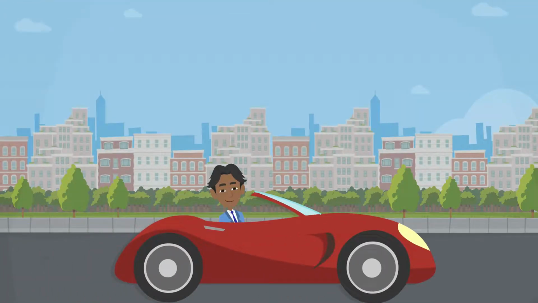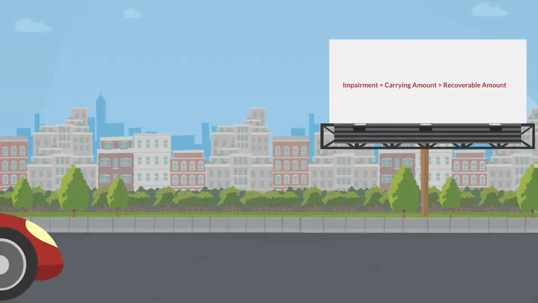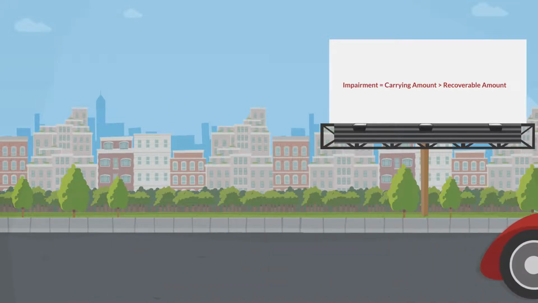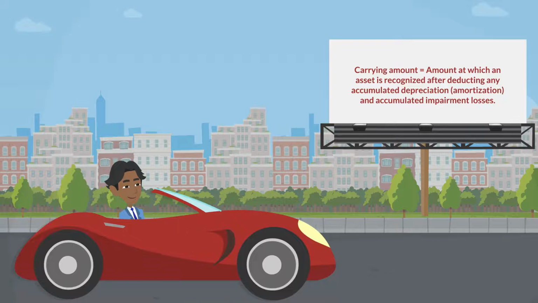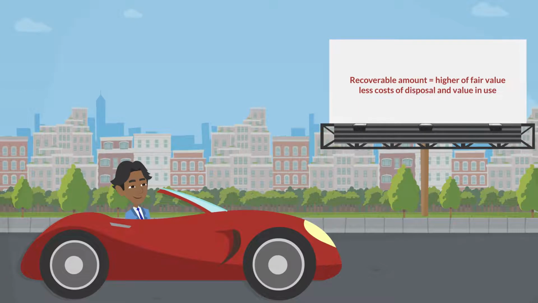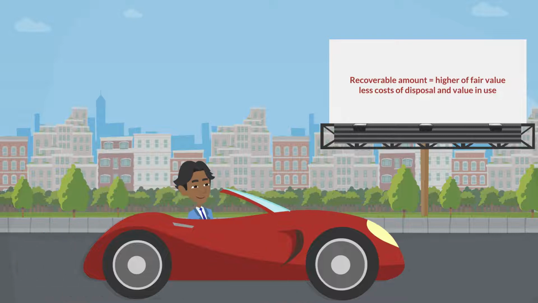So, back to the impairment formula. Impairment exists when the carrying amount of an asset exceeds its recoverable amount. But what do these terms mean? The carrying amount is the amount at which an asset is recognized after deducting any accumulated amortization and accumulated impairment losses. The recoverable amount is the higher of fair value less costs of disposal and value in use.